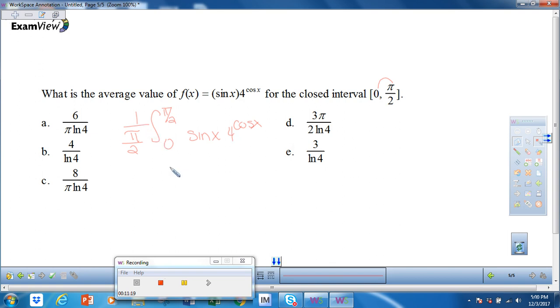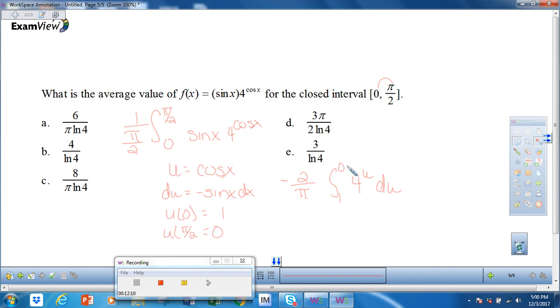Alrighty, so let's do a u sub. So u is equal to cosine x. So du is equal to negative sine x. I'm going to go ahead and change my variables. U of 0, so u of cosine is 1. U of pi over 2 is 0. So substituting everything in, and taking the reciprocal of that, I get 2 over pi, negative, because that negative has to come on the outside. The integral, changing my limit, now goes from 1 to 0 of 4 to the u du.